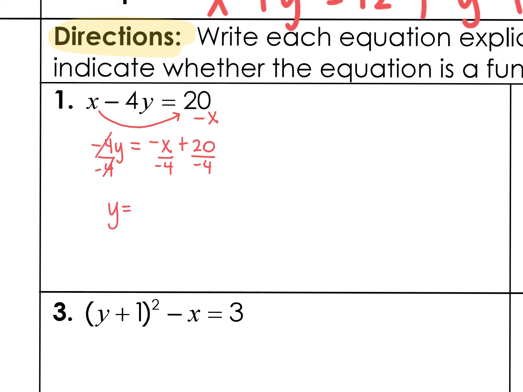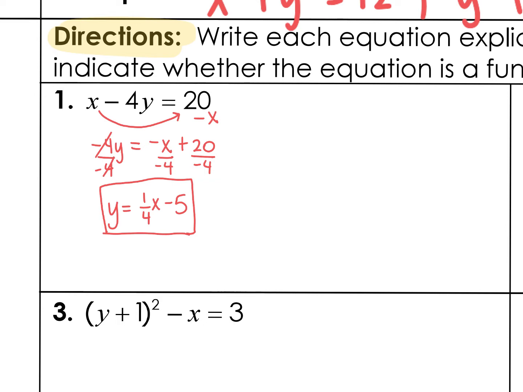So I'm going to have y equals negative divided by positive. Negative divided by negative is a positive. 1/4 x. 20 divided by negative 4 is minus 5. All right, so here is my equation written explicitly in terms of x. And again, that means I'm solving for y.